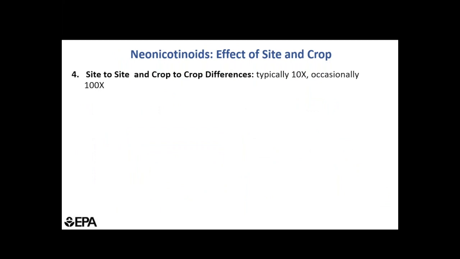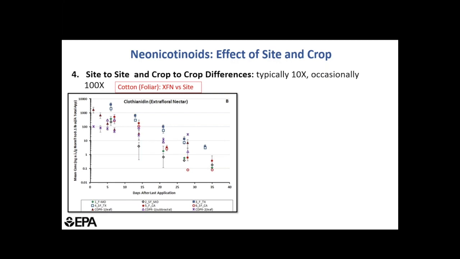Some of the largest differences we've seen in the residues in pollen and nectar for the neonics has to do with the effect of site and crop. Typically, we see a 10-fold difference across sites and sometimes 2 orders of magnitude. So this plot on the left shows concentrations of clothianidin in extrafloral nectar of cotton, as a function of the time after the last application. And the different symbols represent different sites at which the pesticide was measured.